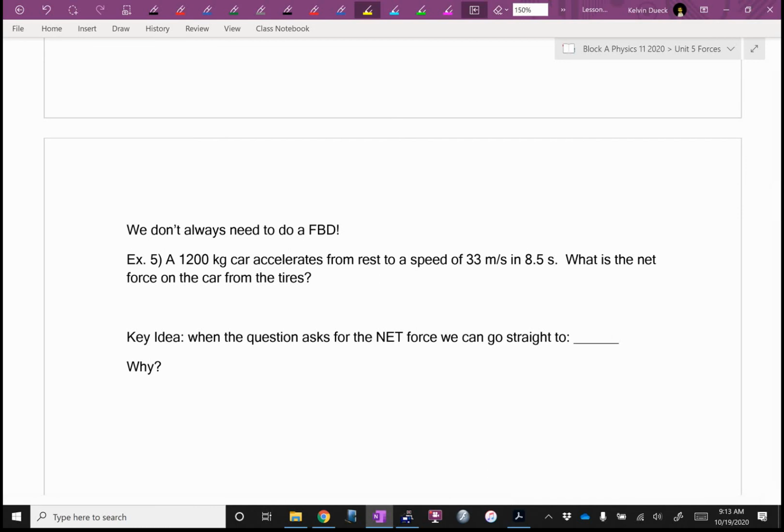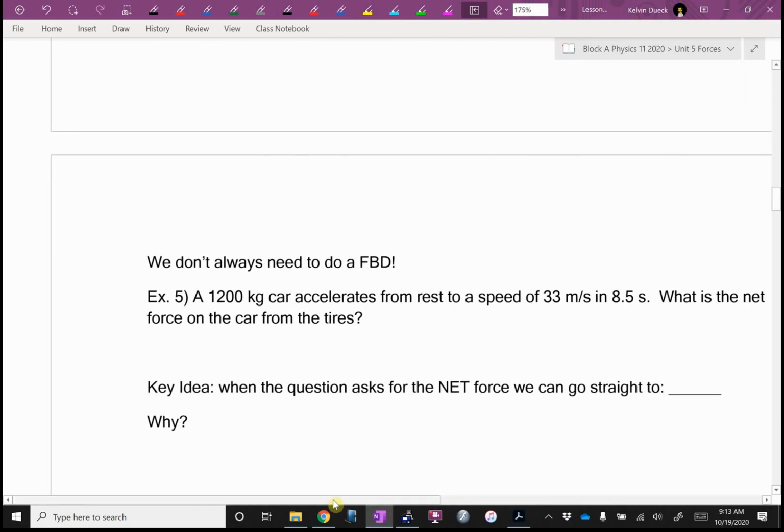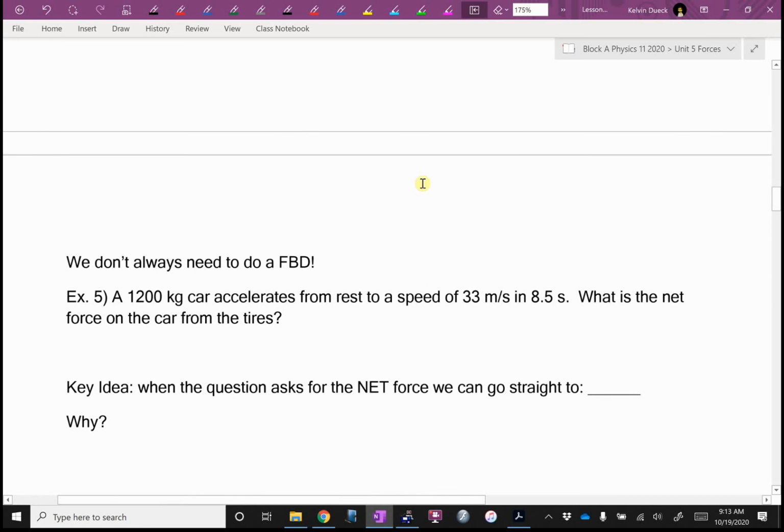And example 5 says, I think I can make it a little bit larger. A 1,200 kilogram car accelerates from rest to a speed of 33 meters per second in 8.5 seconds. What is the net force on the car from the tires?